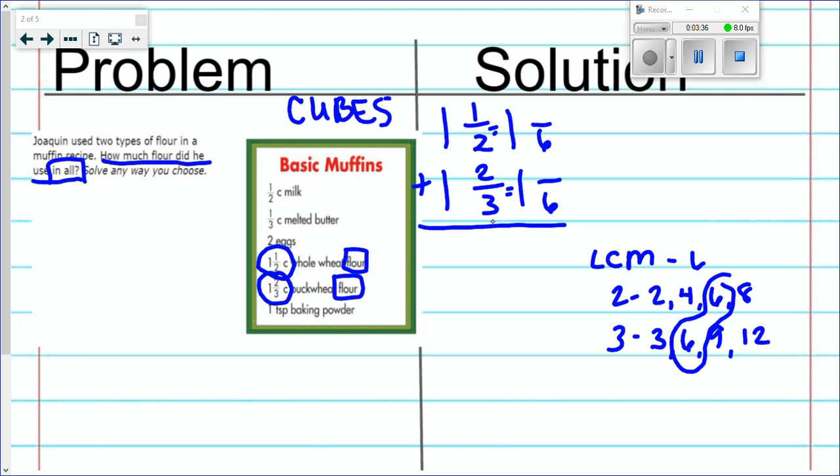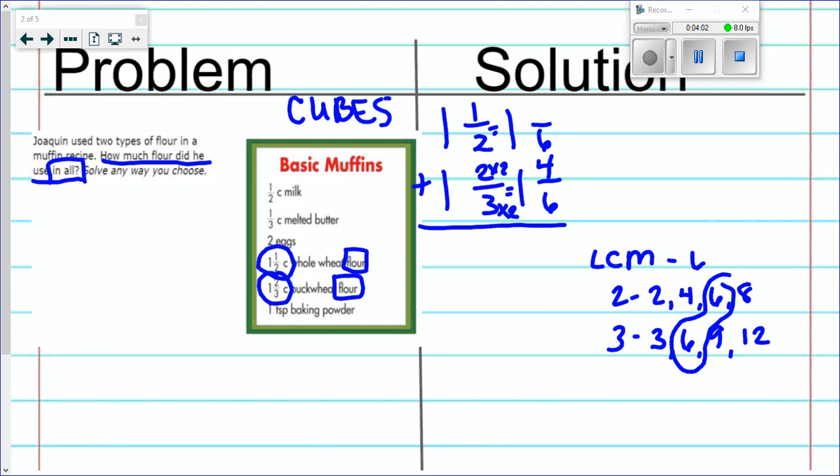So then I think about, well, what did I need to do to the 3 to make it into a 6? I had to multiply that by 2. Whatever I do to my denominator, I must also do to my numerator, so I have to multiply that by 2. So then I've created an equivalent fraction of 1 4/6. That's the same amount. It's equivalent to 1 2/3, but now I have it in a form where I'm going to be able to add.